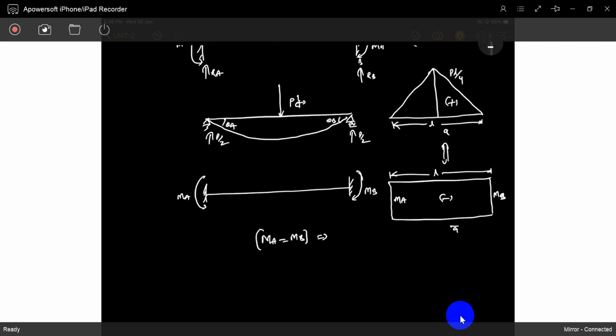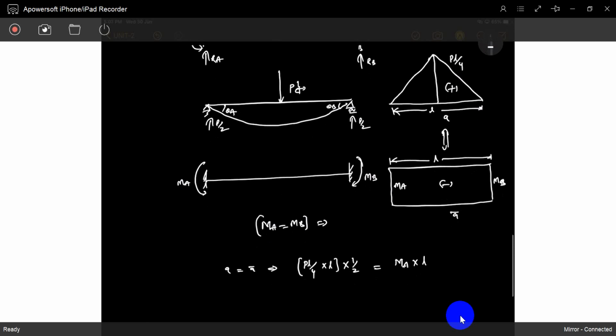So what is the area of the first diagram? Area is equal to A dash. The first area is PL by 4 into L into half. The second area is MA or MB, anything, multiplied with L. So L and L cancel. So MA is PL by 8. This is also equal to MB. So we got MA and MB.